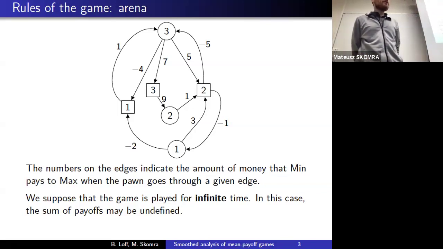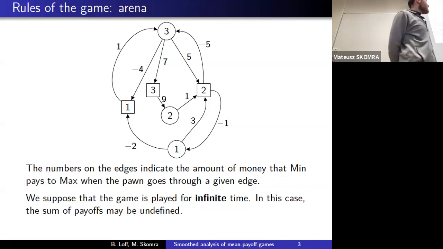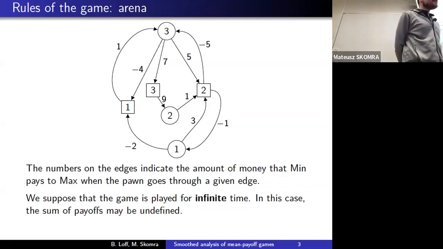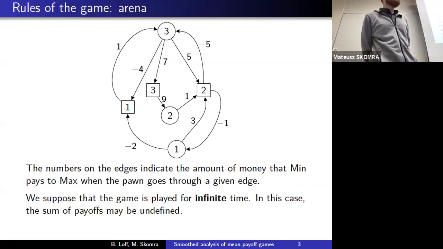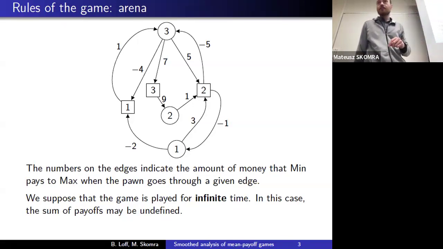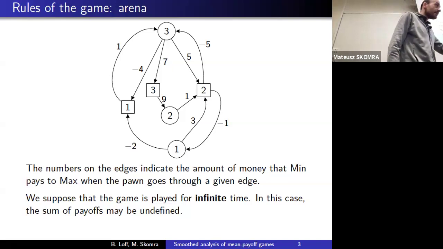But now here is the interesting feature of this game. The interesting feature of the games that I'm going to talk about is that we are going to suppose that the players play this for infinite time, okay? So we have this infinite movement of the pawn, and at each move of the pawn, one of the players gets paid, and the other gets the negative of the payment, right?